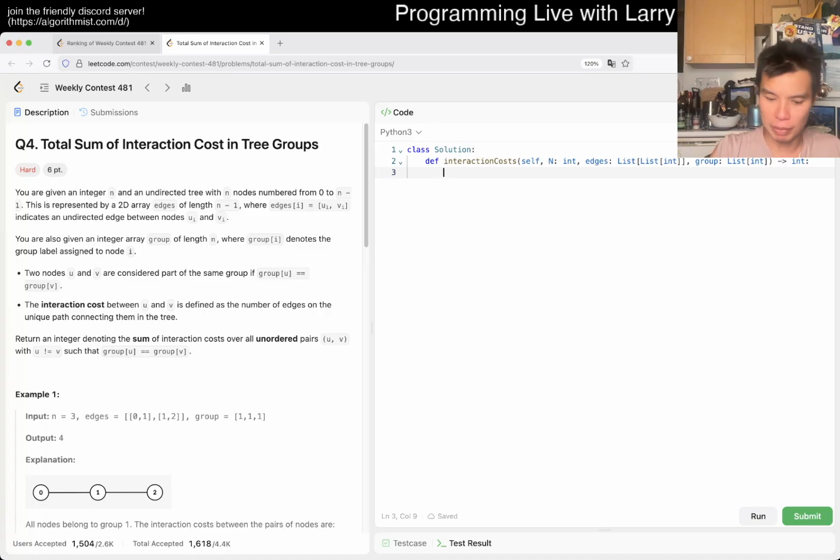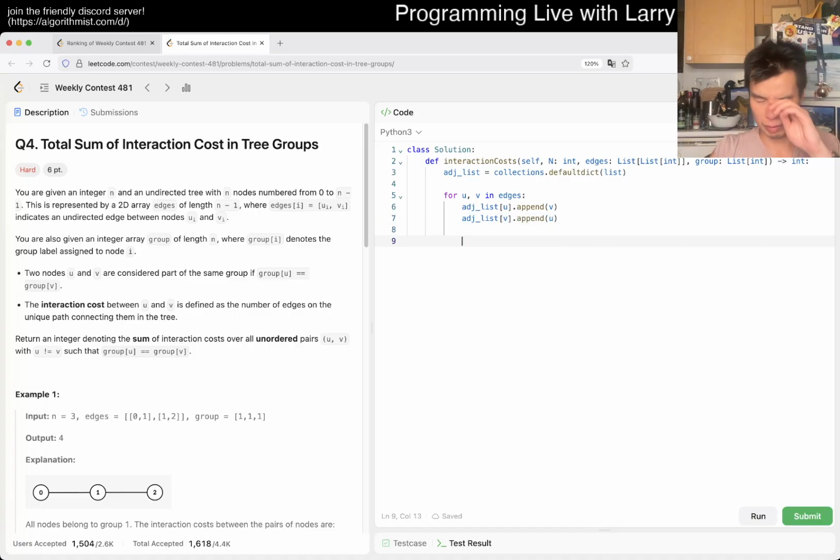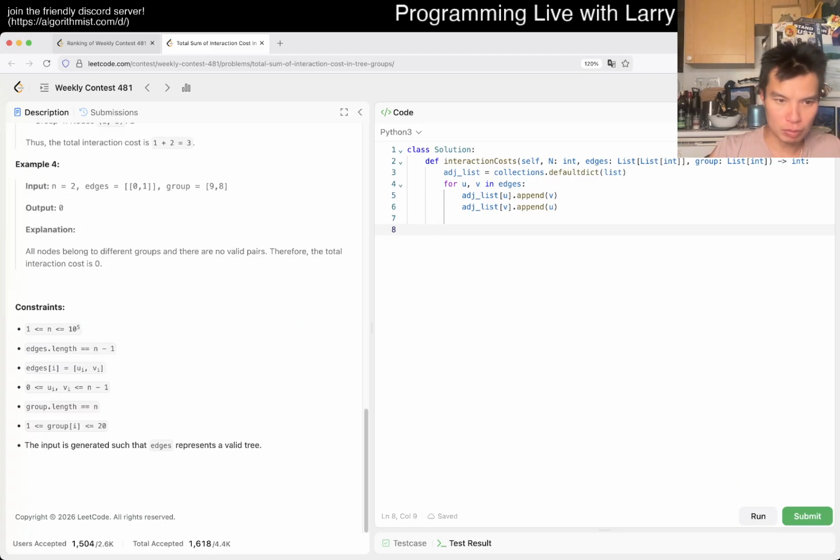Which is why I looked at the group and I was like, well, I don't think you could do it if the groups are big, but okay. And then now, yeah, it's just 1 to 20, right?